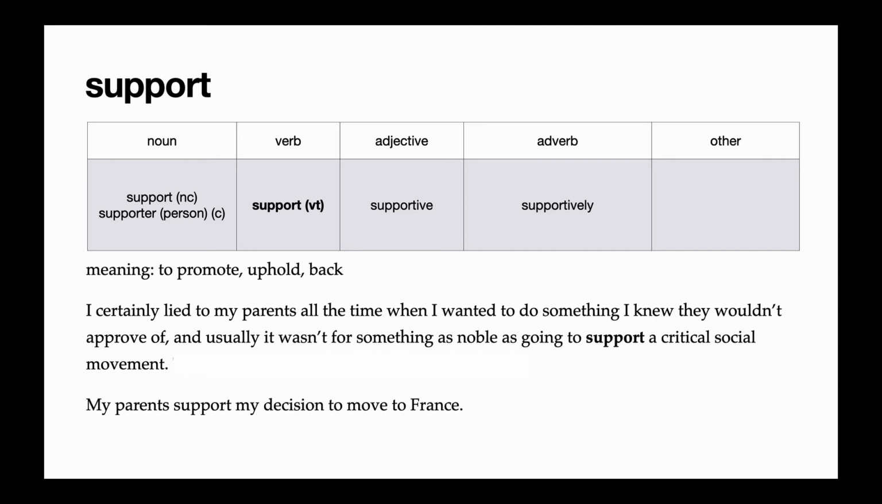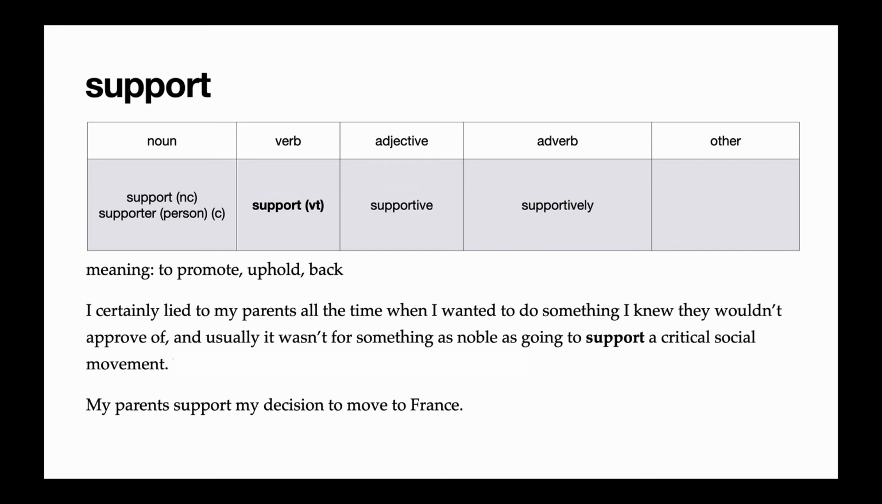Our next word is support. Support is yet another word that has an identical noun and verb form. These noun and verb forms are the same. There's another noun form, supporter, which is a person who supports something. And the adjective form is supportive. This is a word that we use commonly to describe someone who is very helpful and good to you in your life. So support means to promote, to uphold, to back something, basically to really help something strongly.